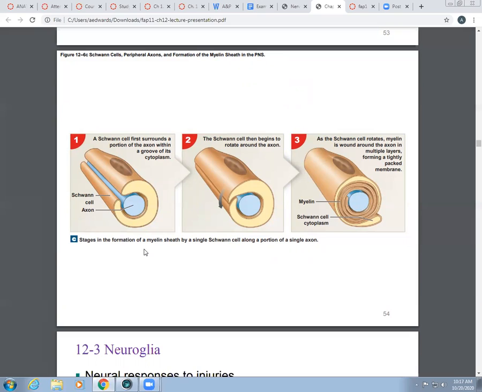So how does that myelin sheath form? So your Schwann cell is going to surround a portion of an axon within that groove in the cytoplasm. Then that Schwann cell is going to rotate around the axon. And you keep wrapping around, forming multiple layers. You get a tightly packed membrane.